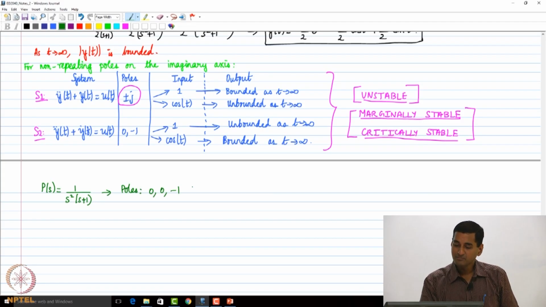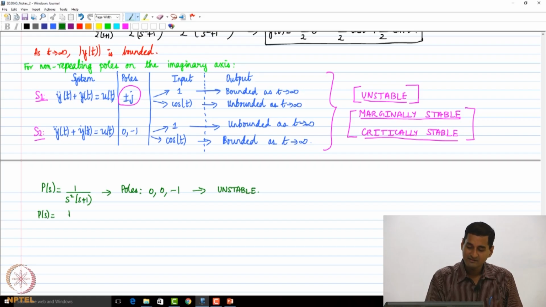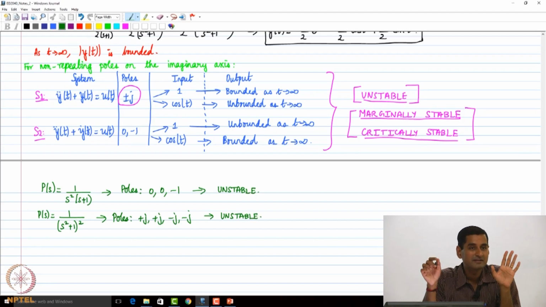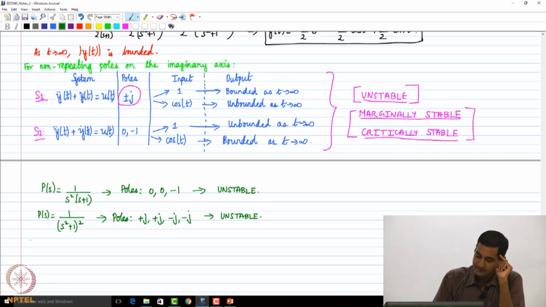Okay, so with repeating poles, this system is unstable. Okay, one can show that. Similarly, if you have another system where the transfer function is 1 divided by S squared plus 1 whole squared, the poles are plus j, minus j, right? Once again, this is unstable. So the above concept of marginal stability or critical stability applies only if you have non-repeating poles on the imaginary axis. Okay, right? Then what happens for stability?